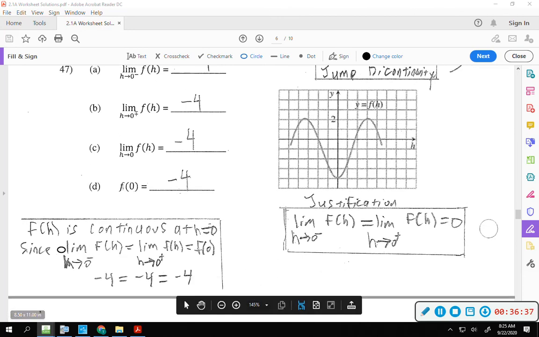Here's how we explain continuity. F of h is continuous at h equals 0, since the limit as h approaches 0 from the left of f of h equals the limit as h approaches 0 from the right of f of h equals f at 0. Since they all equal -4, that guarantees continuity. We'll practice this. You don't have to write this down. We're going to practice this in section 3.